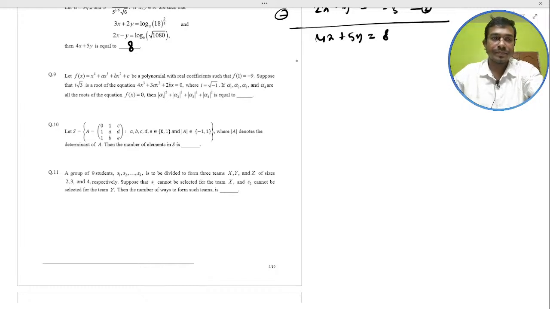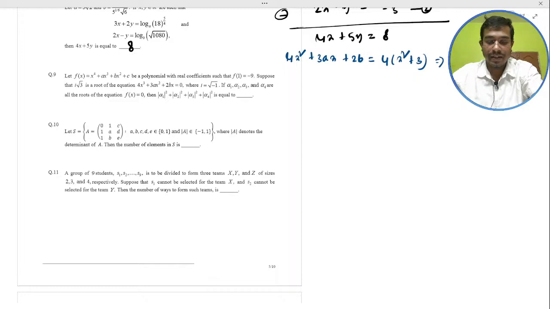Simple. Given equation 4x^3 + 3x^2 + 2ix... using 2i as a root, we get 4x² + 3 factor. That implies a is 0 and b is 6.